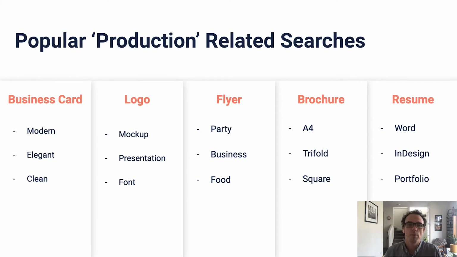For brochures, people are after certain features. And within resumes, it's really around the technologies that people want to create their resume in. Bearing in mind Microsoft Word there is the most popular. If you're after additional information around what sort of products to make, you can always pair these production type searches with the key industries that we've discussed previously for more inspiration.